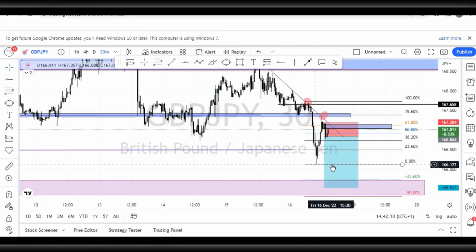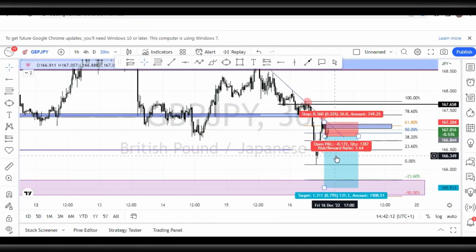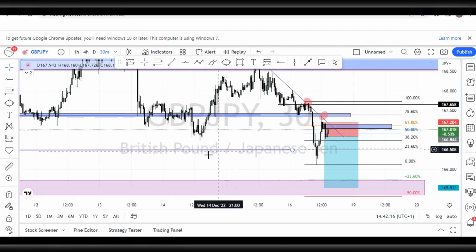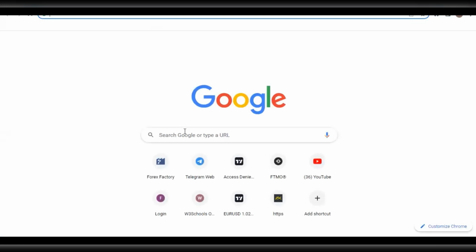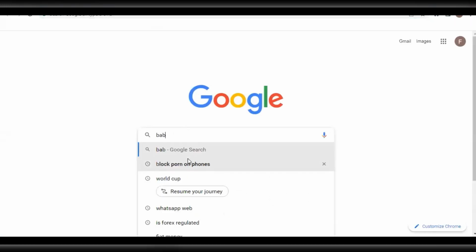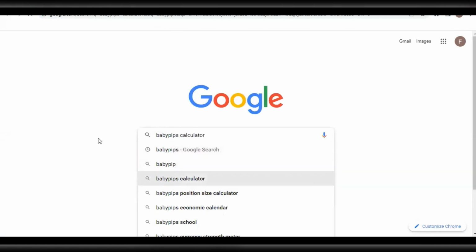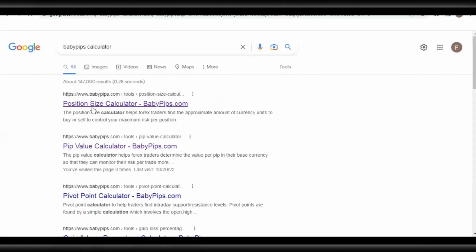If you're risking $500 on this trade, with a 30 pip stop, that would have been a 1.5 lot size. If you want to know how to calculate that, you can go on the Babypips calculator. Let's do that together, guys. Babypips calculator, yeah, it's right here. You can use the Babypips position size calculator.